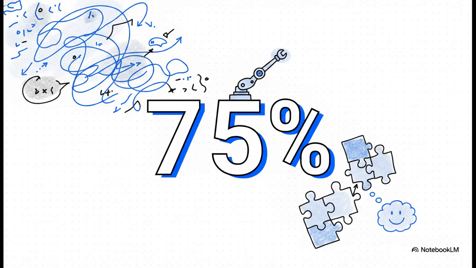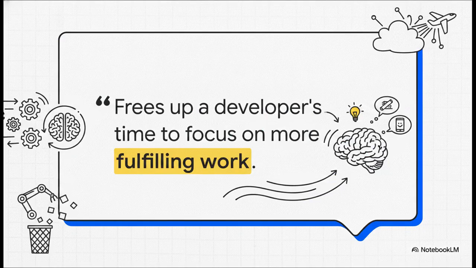But you know what? Speed isn't everything. Combine that 55% productivity boost with this incredible stat. Developers are reporting up to 75% higher satisfaction with their jobs when they use Copilot. And it makes total sense, right? Nobody became a software engineer because they just loved typing out repetitive boilerplate all day. They became engineers to solve complex, interesting puzzles. Which brings us to this essential quote: Copilot frees up a developer's time to focus on more fulfilling work and solving bigger problems.